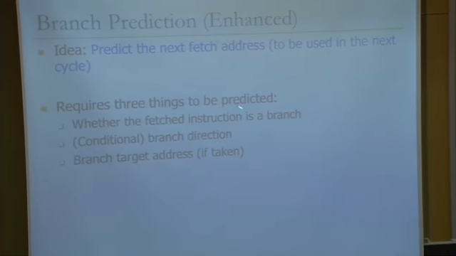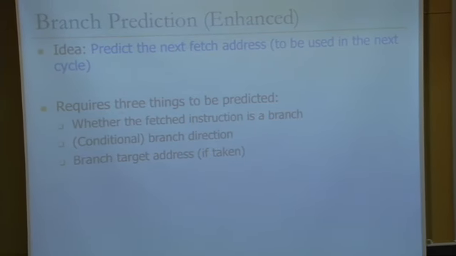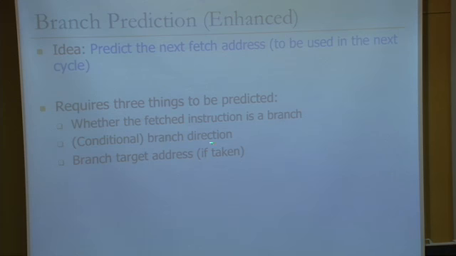One is whether the fetched instruction is a branch, and we'll get to this. What is the direction of the branch if the branch is conditional? And we're going to assume that the branches are conditional in this case from now on. We'll get back to branches that are not conditional later on. And what is the target address of the branch? We're going to use this if the branch is taken. If the branch is not taken, then it's PC plus 4.